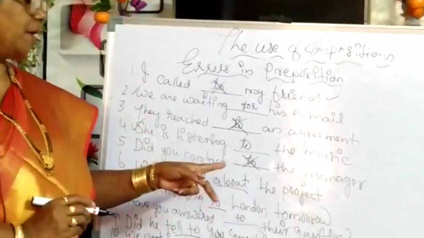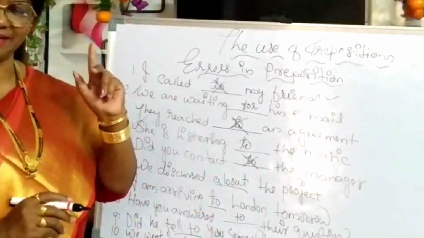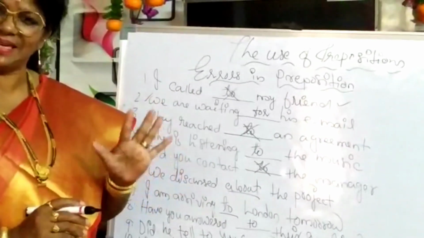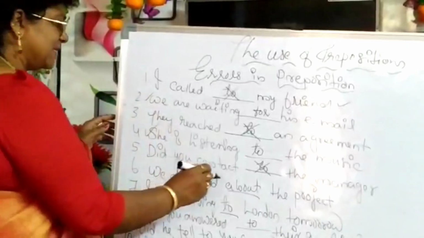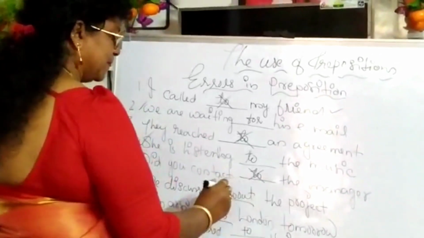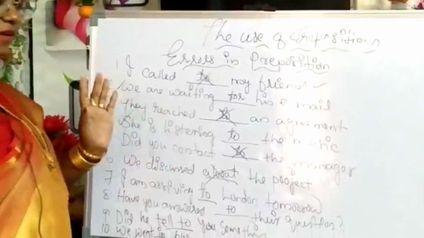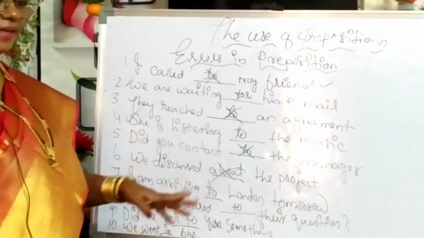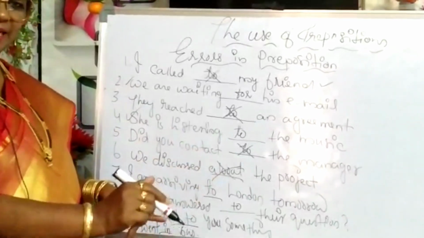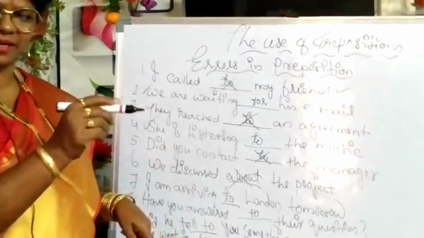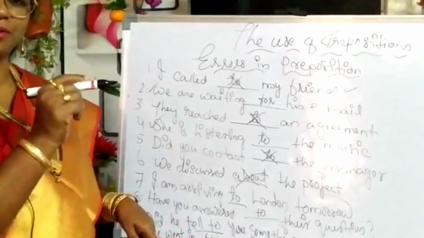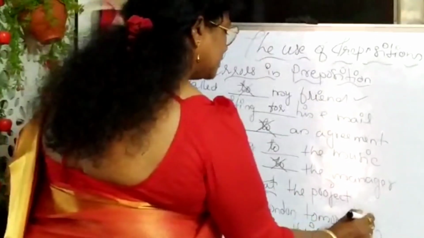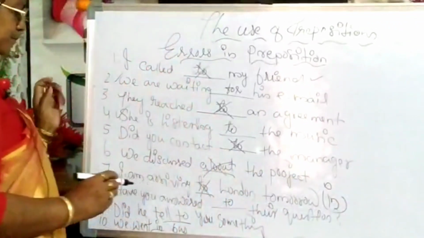We discussed about the project. When the class started, that day itself I told you, whenever we are using discussed, we are not supposed to use any prepositions. Okay? So this is, we discussed the project, not about. This is absolutely wrong. Remove about, then it is correct. I'm arriving to London tomorrow. Just now I have taught you, whenever we are talking about big cities, we have to use the preposition in. So to is wrong. We have to use in.